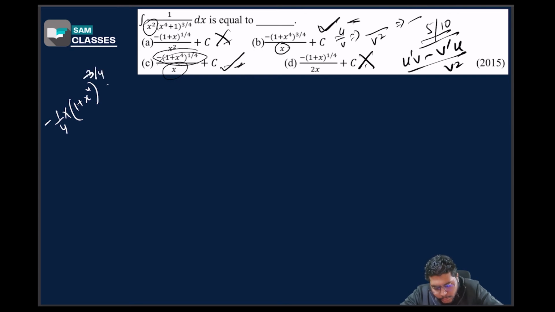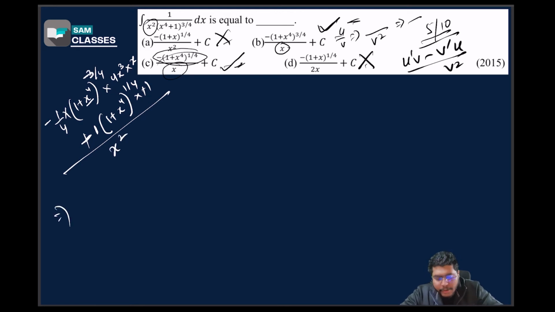Correct. Into, then chain rule, differentiate this, 4x cube. Correct. Into the v part, x minus, this is u dash v minus v dash u. Derivative of x is what? 1 into v dash u is what? 1 plus x power 4 whole power 1 by 4 into minus 1. So minus, minus got divided by x square. Correct. Now just what do you do?